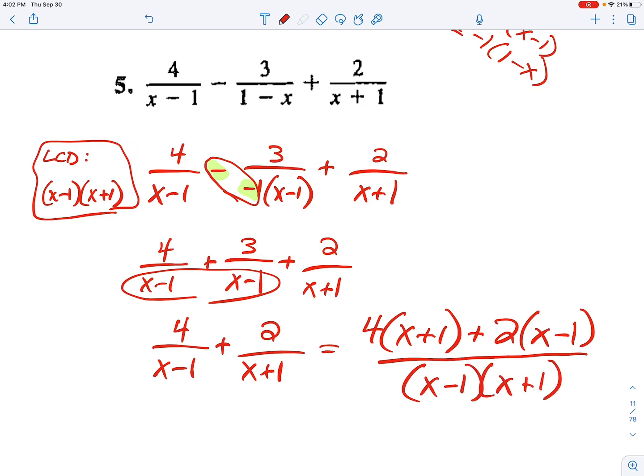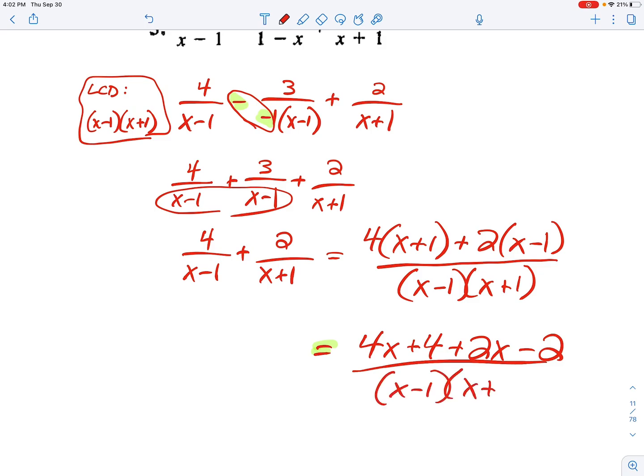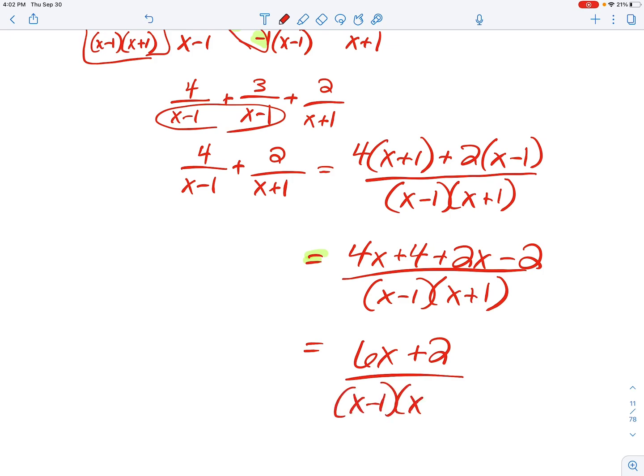Don't FOIL out this denominator yet. You could, but if anything is ever going to factor, you want to keep it in factored form so you don't have to do much more work. But there is some cleaning up to do in the numerator. I'm going to distribute: 7x plus 7 plus 2x minus 2, still over x minus 1 times x plus 1. Now I'm going to clean up one more time and combine the like terms. That's 9x plus 5 over x minus 1 times x plus 1.